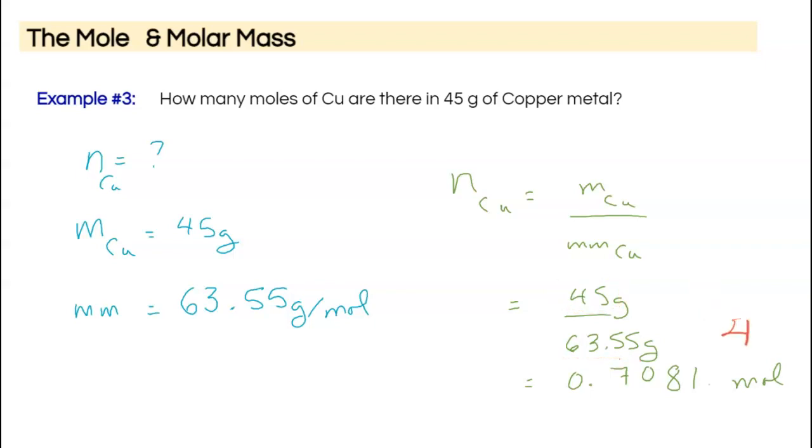Now, doing my unit analysis, I can see that 45 grams has 2 significant digits and 63.55 grams has 4 significant digits. So I'm going to round to the one with the fewest, and that will give me 2 decimal places in this answer at 0.71 moles of copper. And I'm done. Hopefully you did okay with that. I think we're ready to start another example, so let's do that.